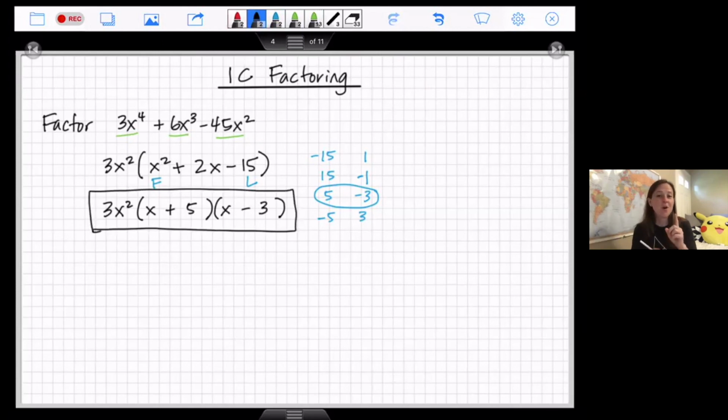Notice I haven't asked you to set this equal to 0 or to solve for x. All I've asked you to do is to factor it. When we get together in class, we're going to talk about what to do when that x squared term has a coefficient on it when we're factoring, because that makes things a little more complicated.